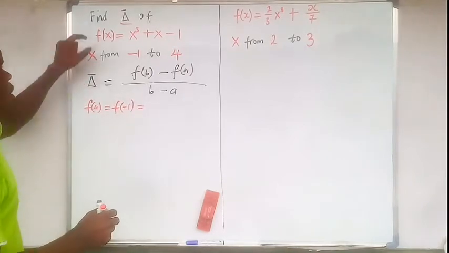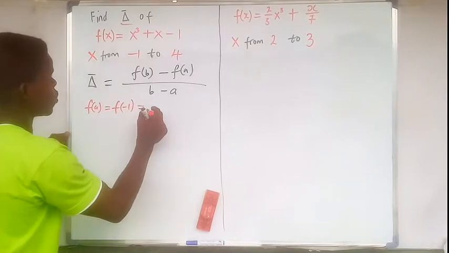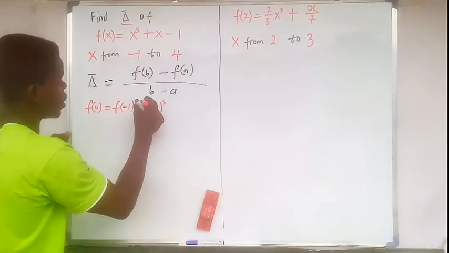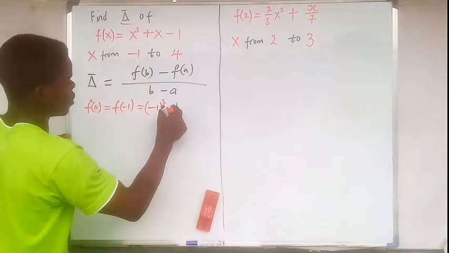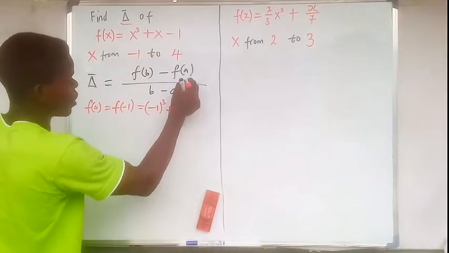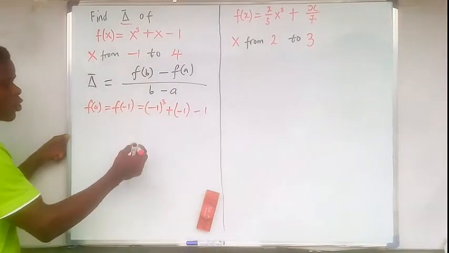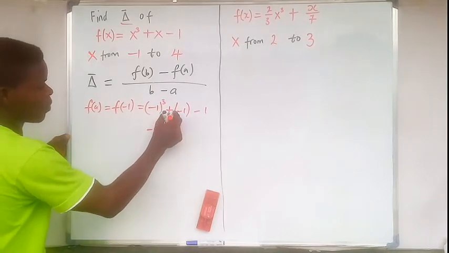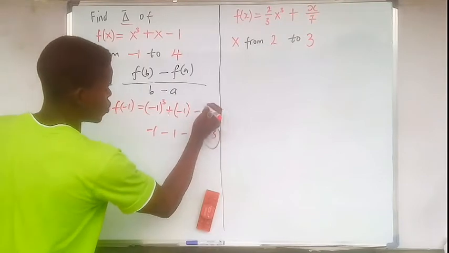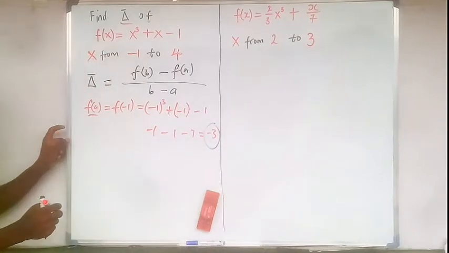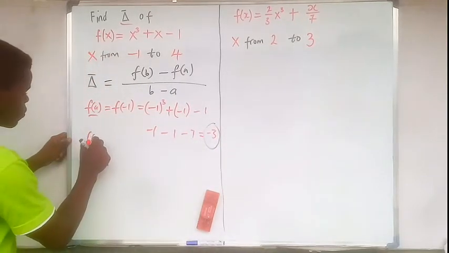Okay, so this simply means that f of A, where A is -1, is f of -1, which simply means put -1 into this function. So we're going to have -1 raised to the power 3 in place of x, minus -1 in place of x, plus -1, minus 1. So -1 cubed is just -1, minus -1, minus 1, that is equal to -3. So this is the function of A. Now we get to the function of B.